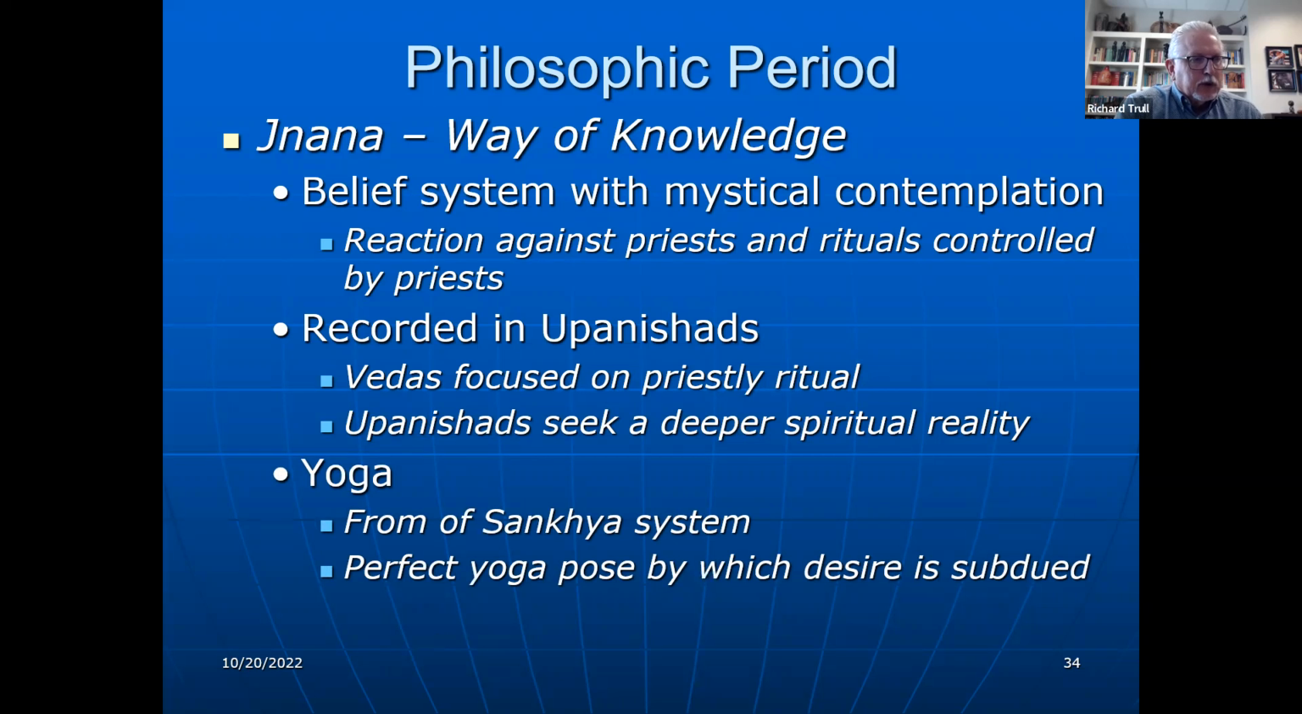And this comes from what's called the Sankhya system. The perfect yoga pose by which desire is subdued. So part of the ritual for disciplining yourself to get detached from this world, yoga is used. And if you get the right pose and can meditate well enough, you can subdue those desires, attachments to the world. And eventually you can achieve moksha, release from the world. And so this is all being talked about in the jnana way of knowledge system.